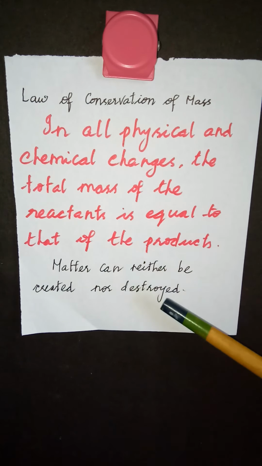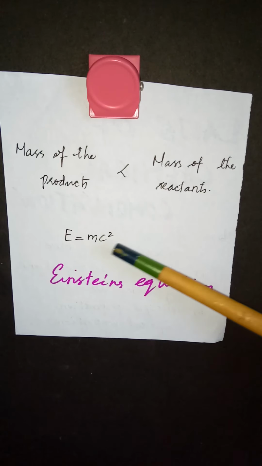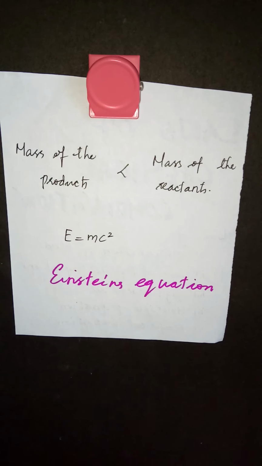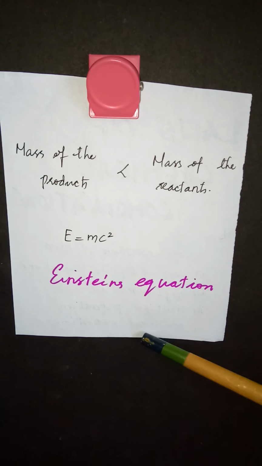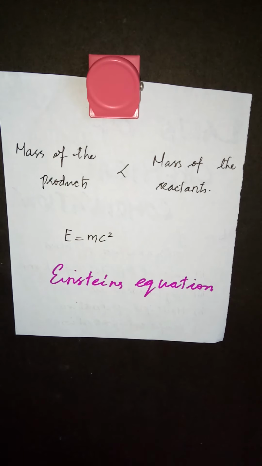See, I told you the mass of the product is slightly less than the mass of the reactants. This lost mass is actually converted into energy according to this very famous equation called Einstein's equation, E = mc², where m is the mass lost and c is the velocity of light. Hence, the law of conservation of mass has been modified. Now it is known as the law of conservation of mass and energy.